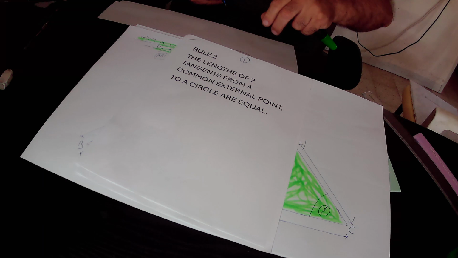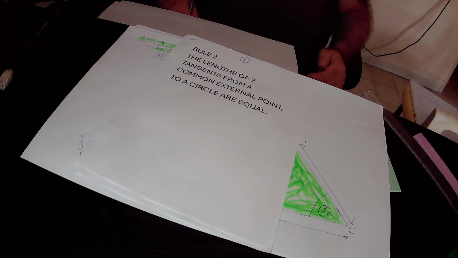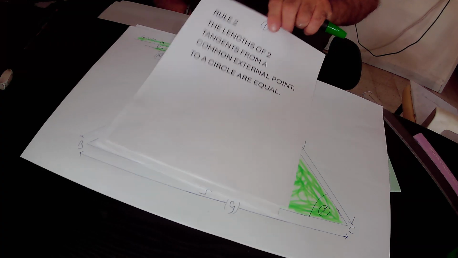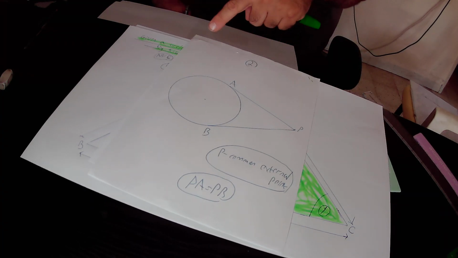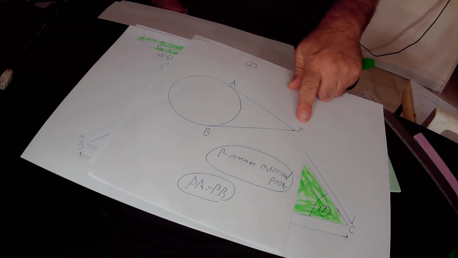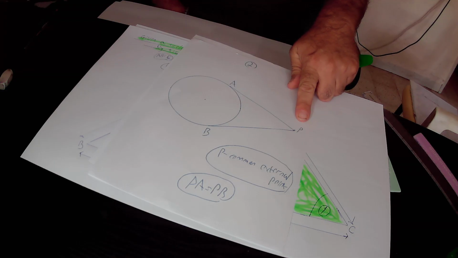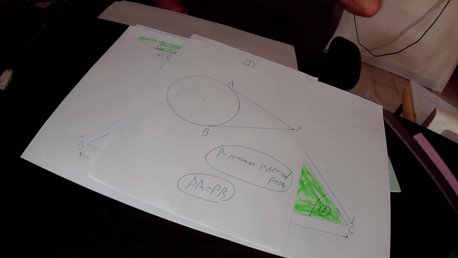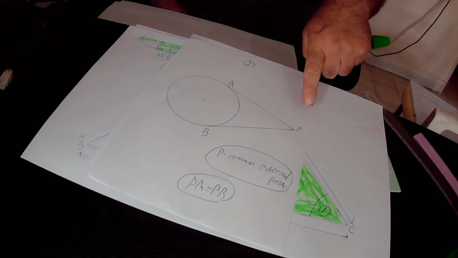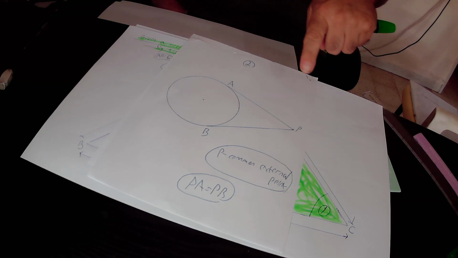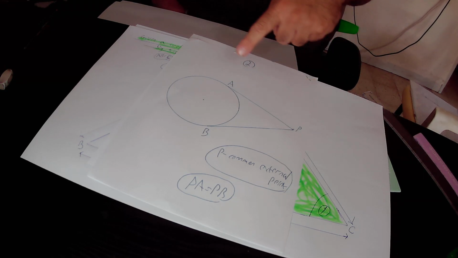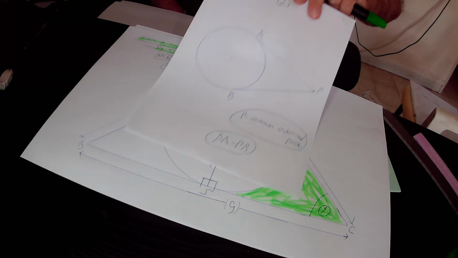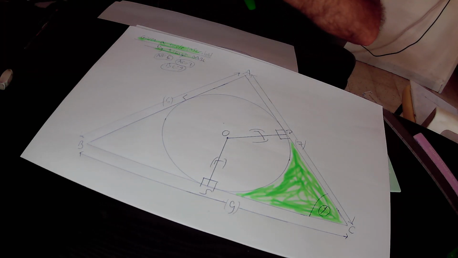According to rule 2, the lengths of two tangents from a common start point to a circle are equal. In the drawing, we have a circle. This is the common start point, point P. From this common start point, point P, we have two tangents to the circle, tangent PA and tangent PB. And according to rule 2, they are equal to each other. That is to say, PA equals PB. So we can implement rule 2 in our drawing.